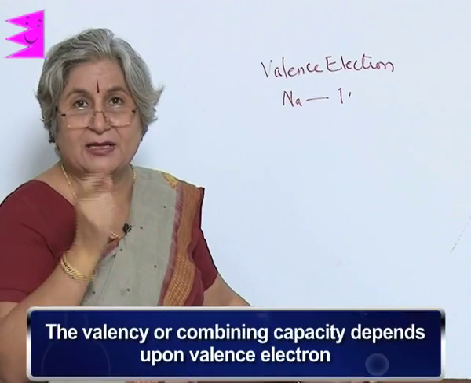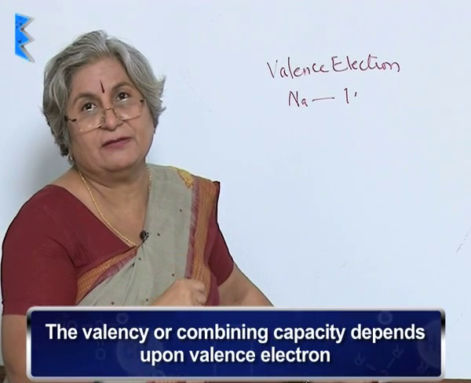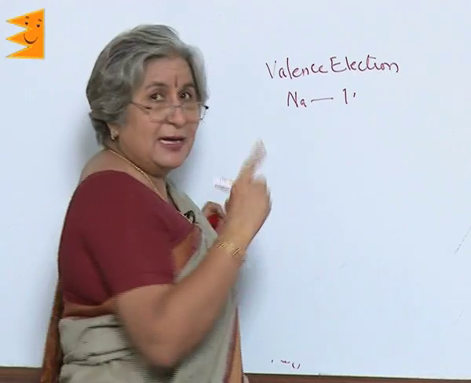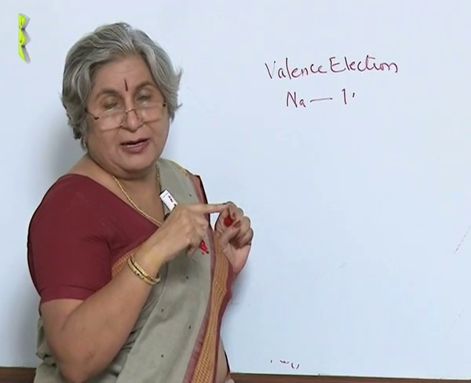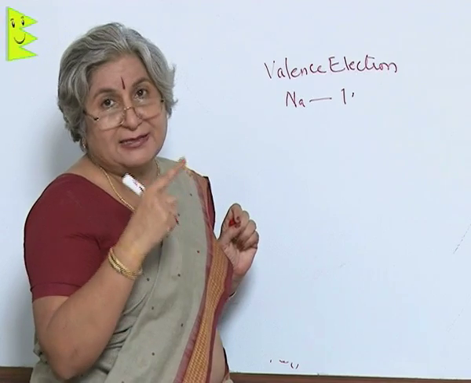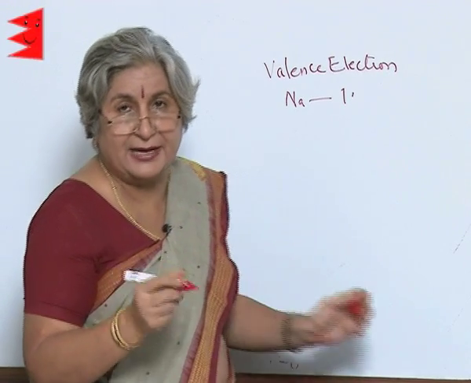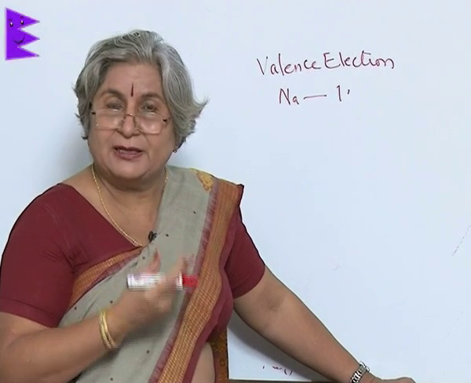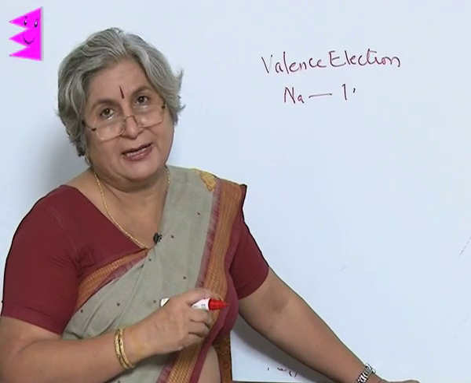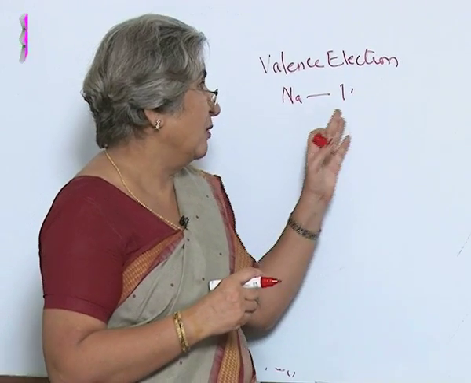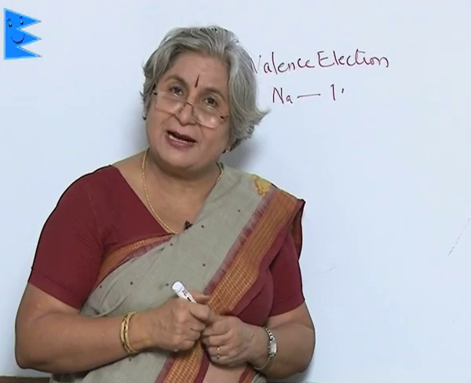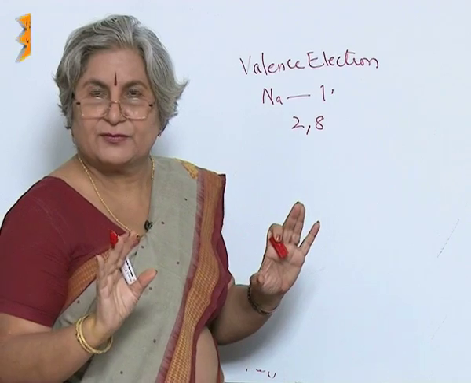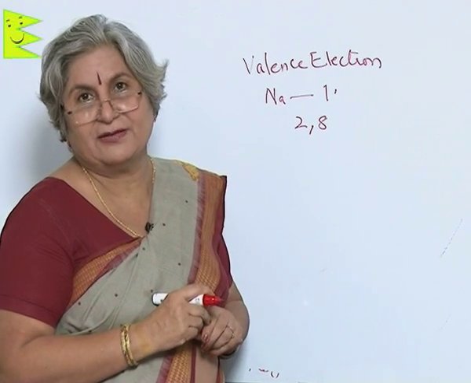The valency or the combining capacity depends upon valence electrons. How? Now, for example, sodium has 1 valence electron, and every atom has a tendency, or you can say has a desire, to complete its outermost shell. Now, that can happen either by losing the electron or by gaining. In case of sodium, what it does is it loses that 1 electron, so the outermost has 8. So, that is why sodium has 1 positive valency.